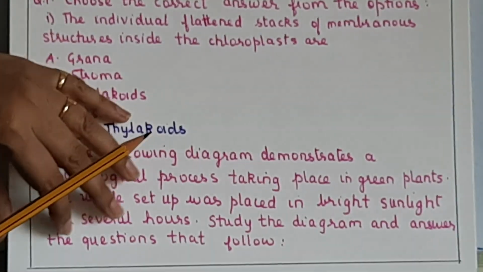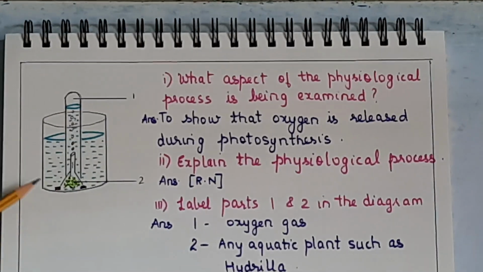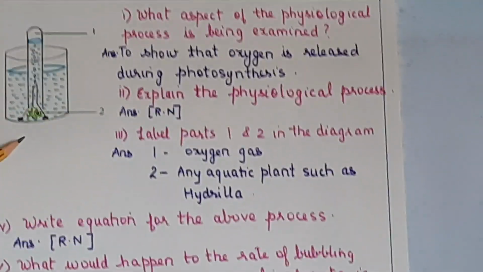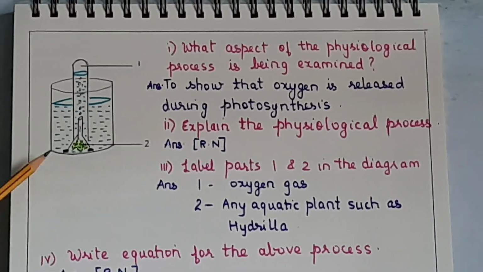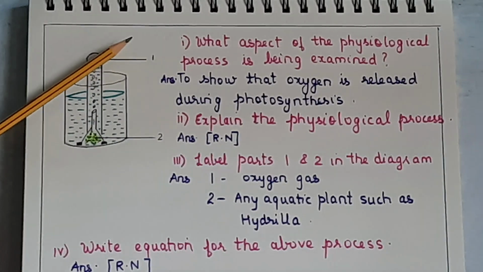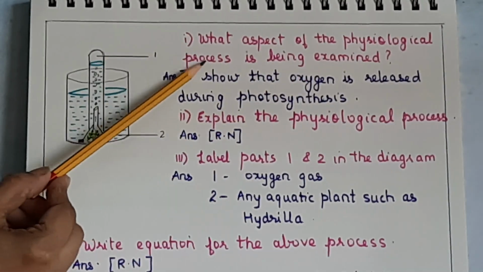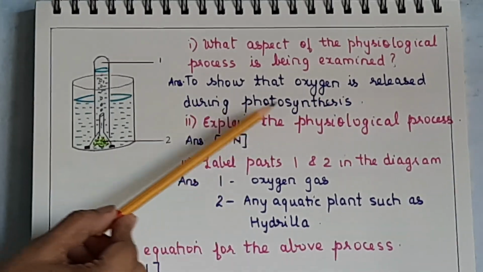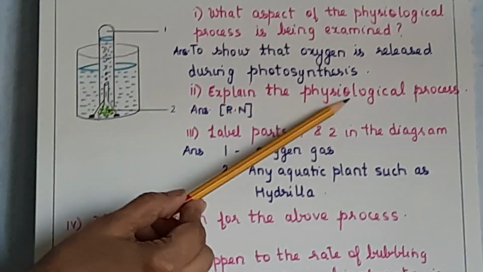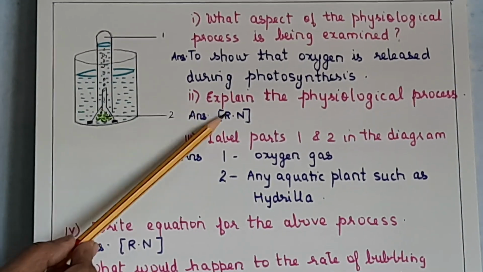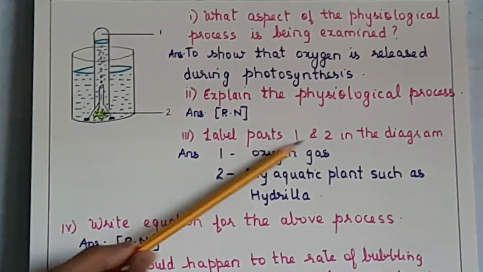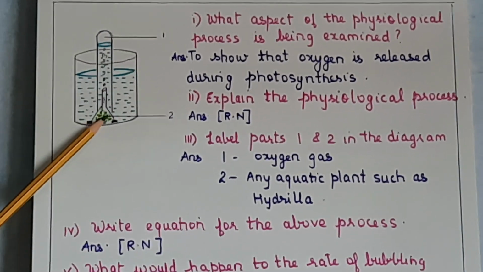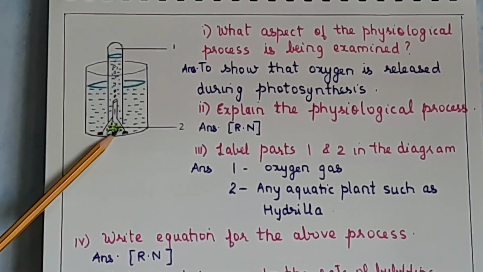Now we'll have a look at the next part. This is the diagram which is given; we have already drawn this diagram. So this comes for both drawing as well as diagram based questions. First question: what aspect of the physiological process is being examined? You will write, to show that oxygen is released during photosynthesis. Now explain the physiological process. By now you know it, so you can write it from the notes. Label parts 1 and 2 in the diagram. So 1 will be the oxygen gas and 2 is the aquatic plant, Hydrilla or Elodea.